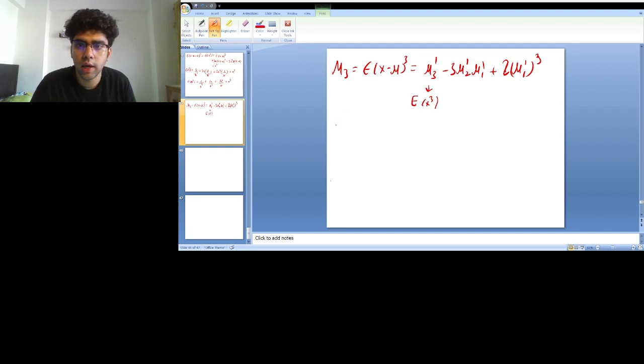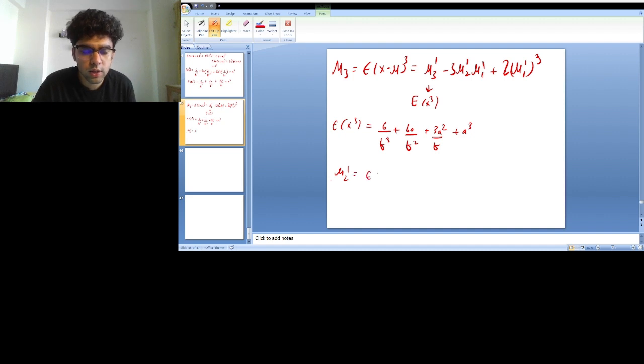So we found the value of E[X cube], which was 6 upon b cube plus 6a upon b square plus 3a square upon b plus a cube, right? Now we need to find the value of mu2 dash. Mu2 dash is E[(X minus 0) whole square], which is E[X square], the second moment with respect to the origin.